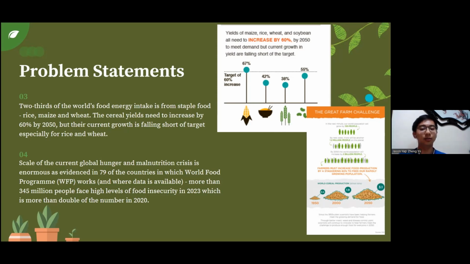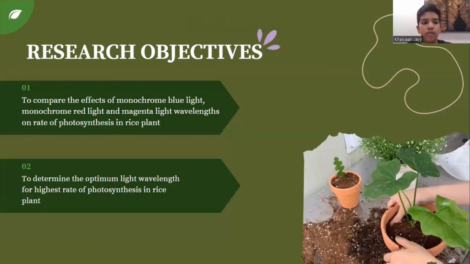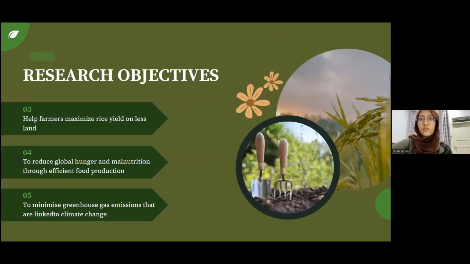Our research objectives are, first, to compare the effects of monochrome blue light, monochrome red light, and magenta light wavelengths on the rate of photosynthesis in rice plants. Second, to determine the optimum light wavelength for the highest rate of photosynthesis in rice plants. It is also to help farmers maximize rice yield on less land, to reduce global hunger and malnutrition through efficient food production, and to minimize greenhouse gas emissions that are linked to climate change.